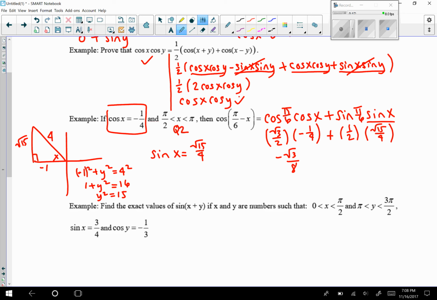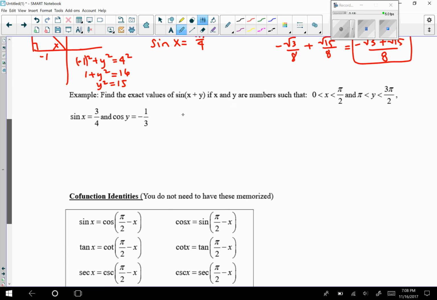So negative root 3 over 8 plus root 15 over 8. And of course I have a common denominator, so I can go ahead and write that as negative root 3 plus root 15 divided by 8. And 15 can't simplify anymore because that's just 5 times 3. We know we can't do anything with the root 3, so this would be my answer. So I know that cosine of pi over 6 minus x, if cosine of x is equal to -1/4, would be equal to this value here.